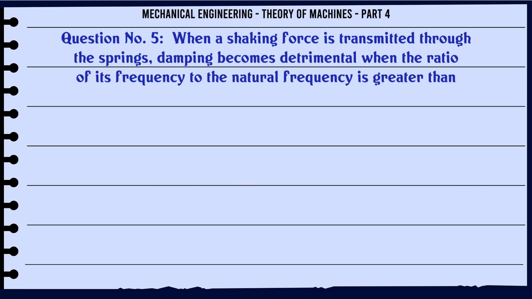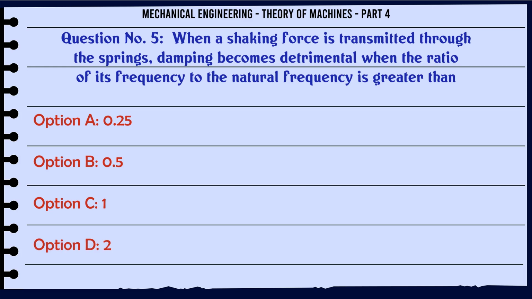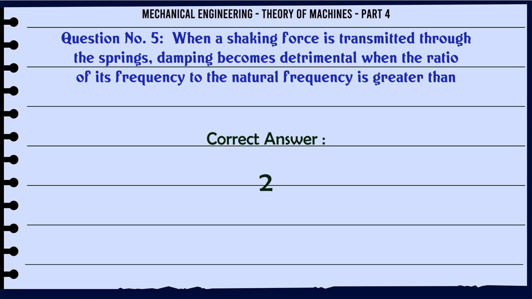When a shaking force is transmitted through the springs, damping becomes detrimental when the ratio of its frequency to the natural frequency is greater than A. 0.25, B. 0.5, C. 1, D. 2. The correct answer is 2.